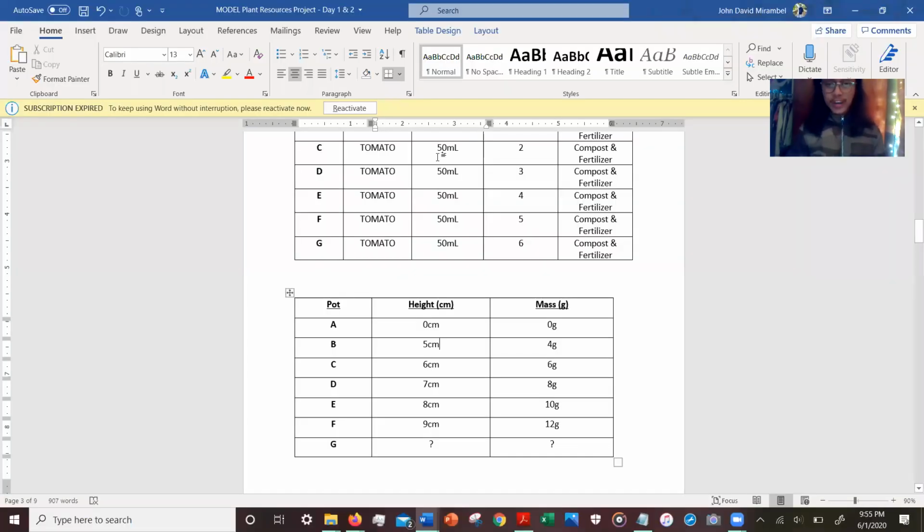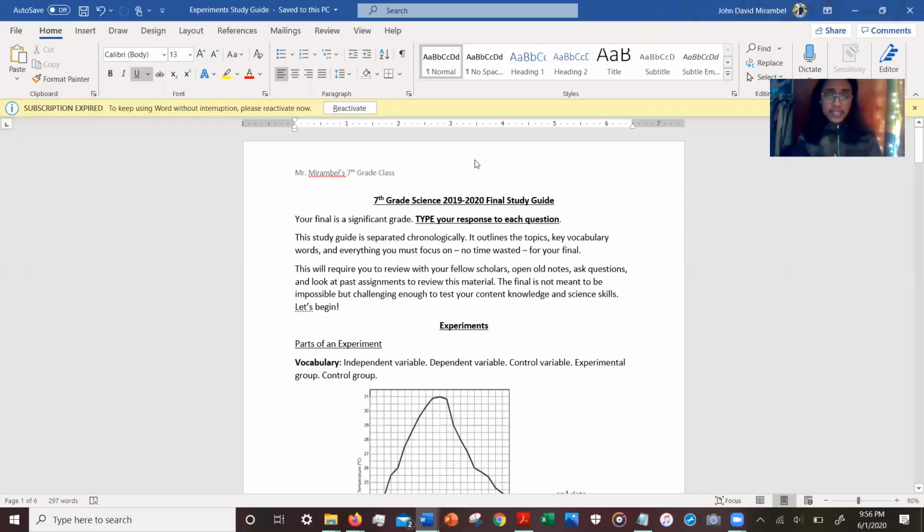Because height is going up by 1 from groups B to all the way F, and mass is going up by 2 between each group from groups B through F, then I can conclude that group G would have a height of 10 centimeters and a mass of 14 grams. That concludes our lesson on experiments. There are a lot of definitions and terms you must remember, so vocabulary is especially important.